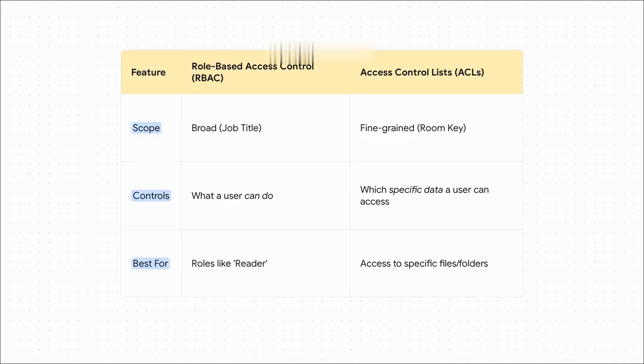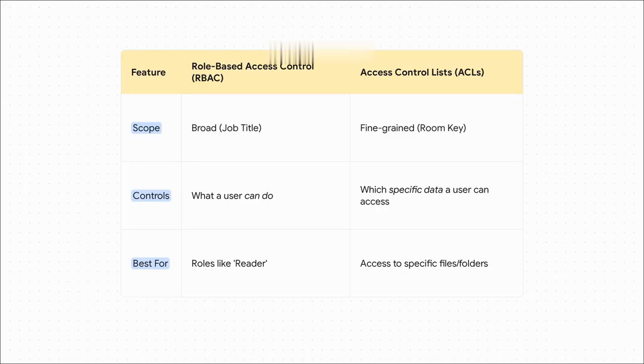The easiest way to think about it is this. RBAC, that's role-based access control, is like a person's job title. It gives them broad permissions, like reader or contributor. But ACLs, access control lists, they're like a key to one specific room. They control access to individual files and folders.